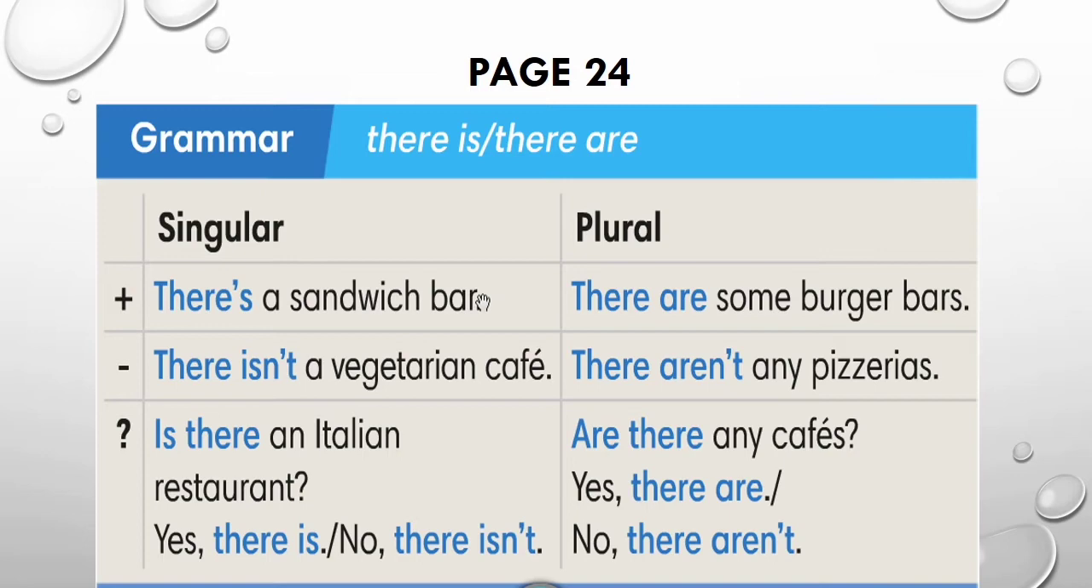It shows that it is more than one. And then there aren't any pizzerias for the negative form. And for the interrogative sentence, are there any cafes? The answer should be yes, there are, or no, there aren't.